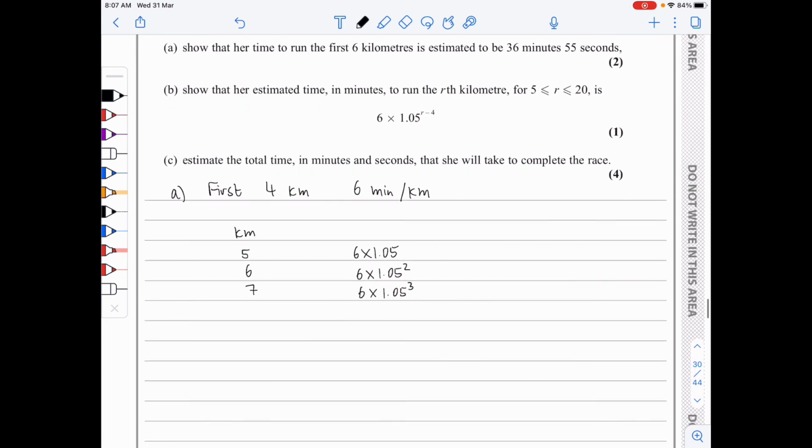So I will just say that the total time for the first 6 kilometers will simply be the time for the first 4, which is 4 times 6, plus 6 times 1.05, plus 6 times 1.05 squared. This is giving me a result of 36.915, which is 36 minutes and 55 seconds as required.